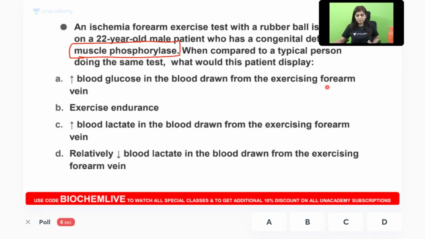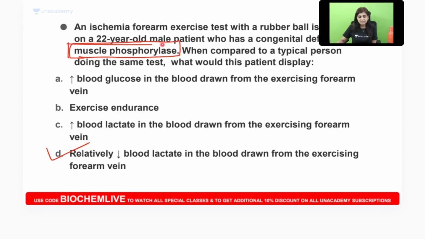Yeah, as expected, many of you have chosen choice C, increase in blood lactate in the blood drawn from the exercising forearm vein. Good, Joy. Janisha, very good. Yashmin, good. So what is the answer, all of you? The answer is there will be low lactate in the blood drawn from the exercising forearm. Can you tell me why?